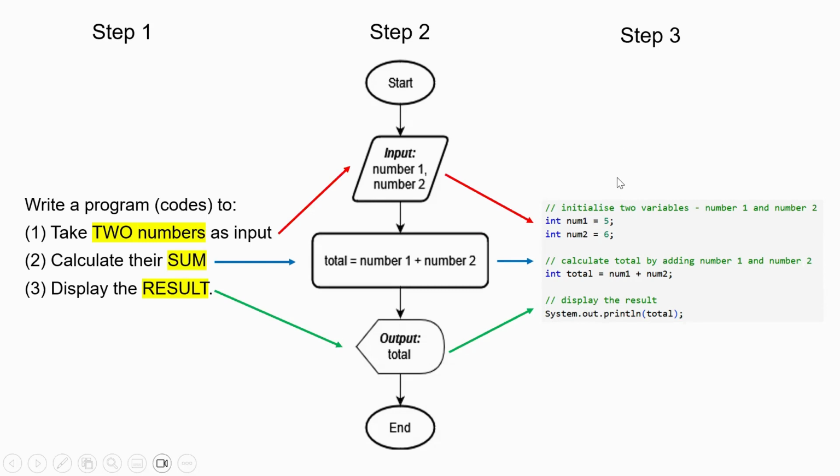Some of you may ask, can I skip step 2 and go straight from step 1 to step 3? Of course you can. But just imagine that if you are given a much more complicated program or much more complex tasks to solve, then it will always be best to first develop the algorithm here, right? In step 2 here, develop an algorithm before you move on to do the coding.